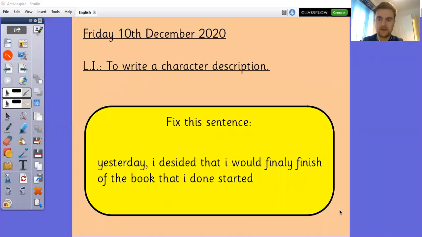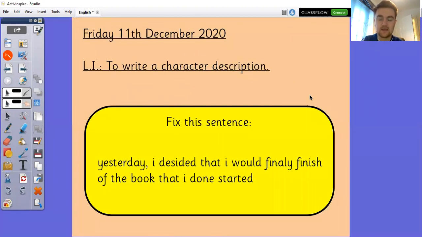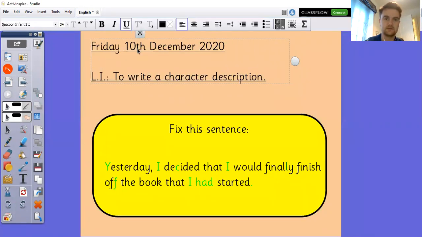So there we have a sentence that somebody could quite feasibly have written. Yesterday, I decided that I would finally finish off the book that I done started. Can you have a go, if you've got a green pen at home, using a green pen? My apologies about the date. It is not Friday the 10th. Can you have a go at editing that sentence for me? Okay. If you haven't finished yet, pause it. If you have finished, then let's have a look and see. I think I've got the same wrong date on this slide.